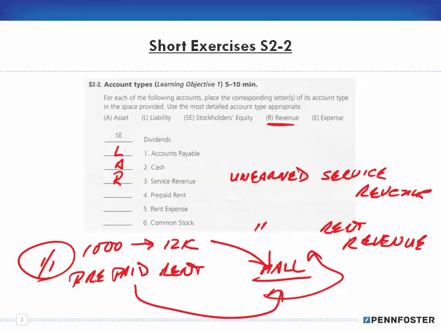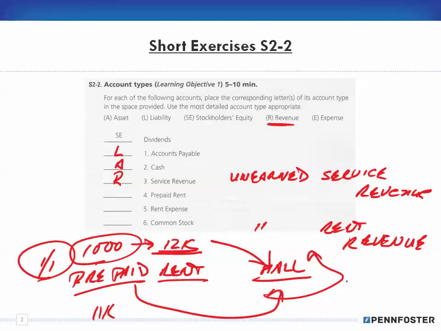Okay, well, if you only have business for 1 month, and then your business closes, you've only used $1,000 out of the $12,000. So $11,000 is still yours. Okay, you still own that, and that's why prepaid rent is an asset, because you still own it.